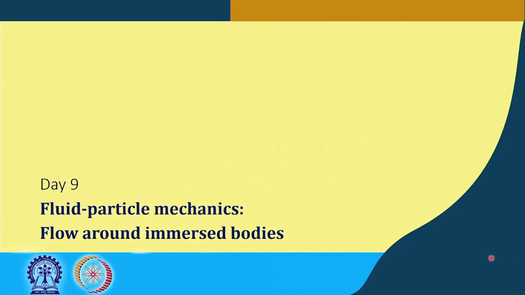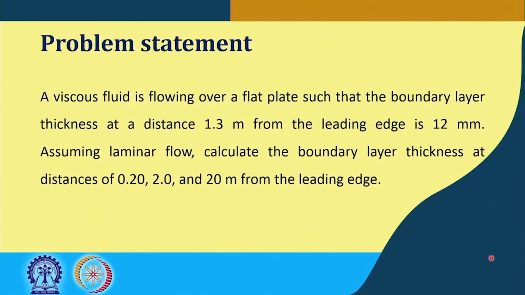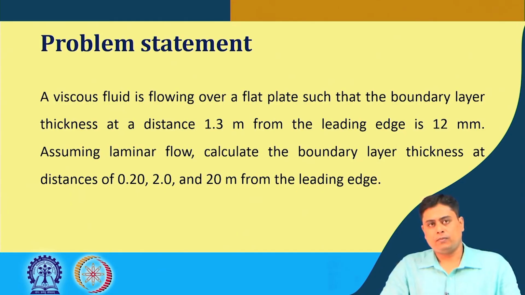If we go to our first problem here, the problem is defined like this: a viscous fluid is flowing over a flat plate such that the boundary layer thickness at a distance of 1.3 meter from the leading edge is 12 millimeter. Assuming laminar flow, calculate the boundary layer thickness at the distances mentioned here, which are 0.2 meter, 2 meter and 20 meter from the leading edge. Very simple problem.